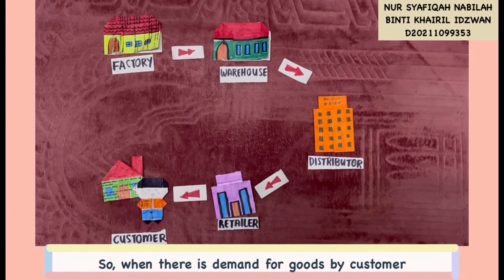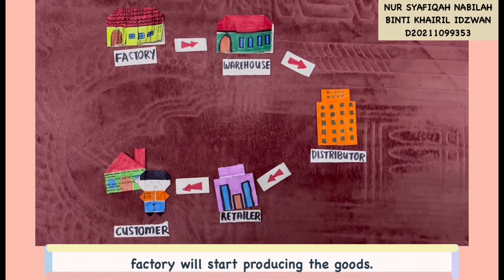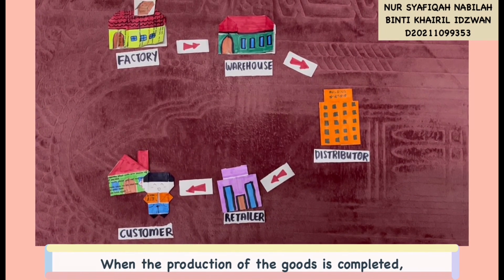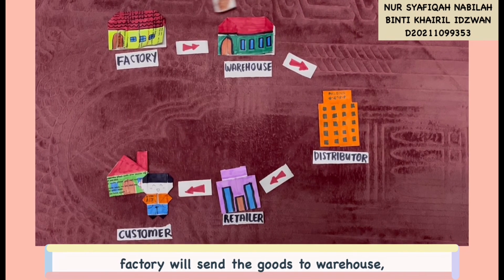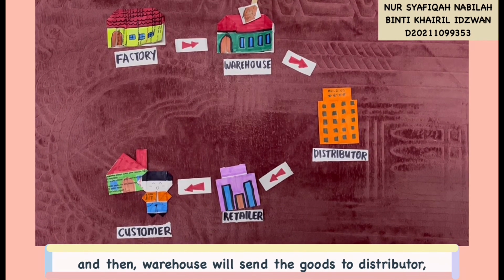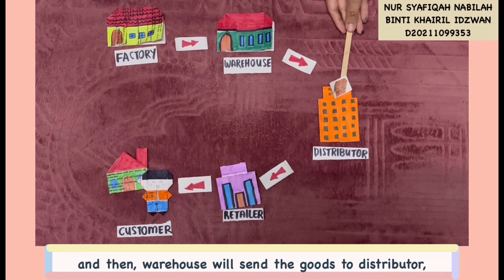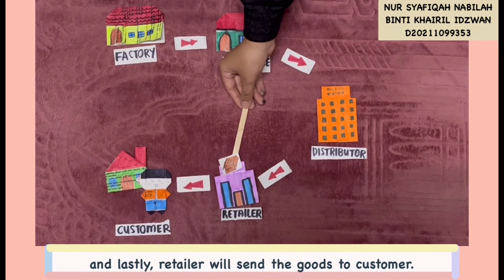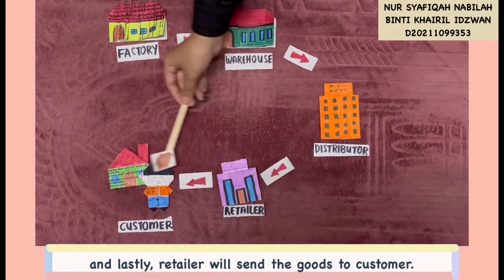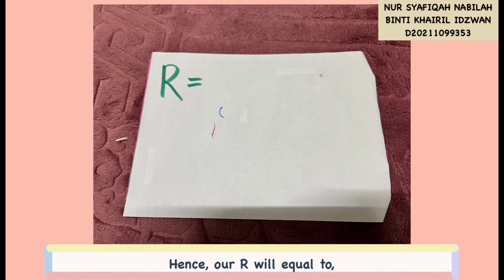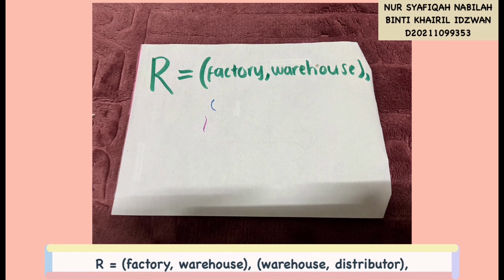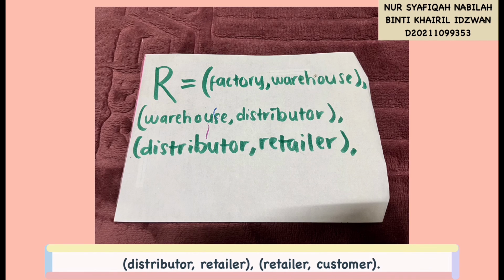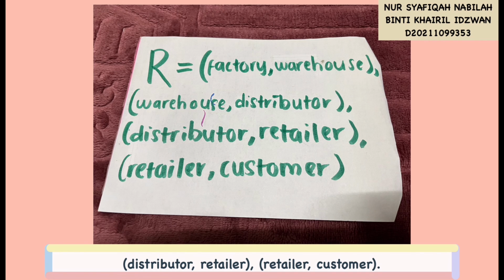So, when there is demand for goods by the customer, the factory will start producing the goods. When the production of goods is completed, the factory will send the goods to the warehouse, and then the warehouse will send the goods to the distributor. The distributor will send the goods to the retailer, and lastly, the retailer will send the goods to the customer. Hence, our R equals factory warehouse, warehouse distributor, distributor retailer, and retailer customer.